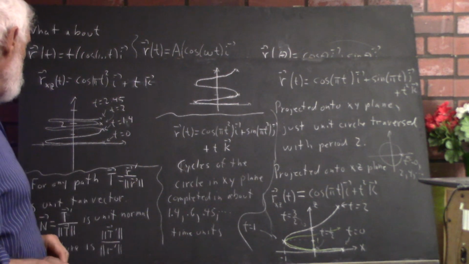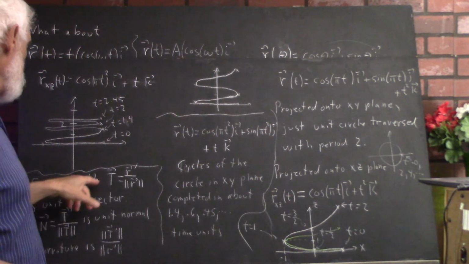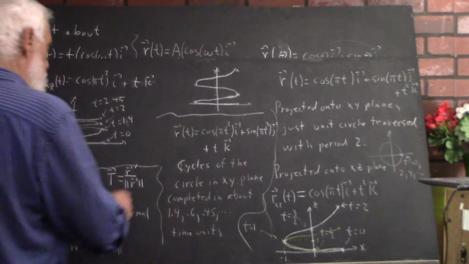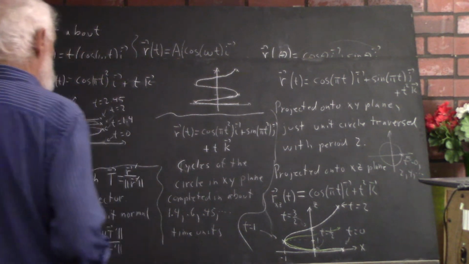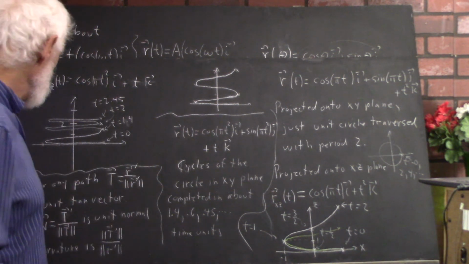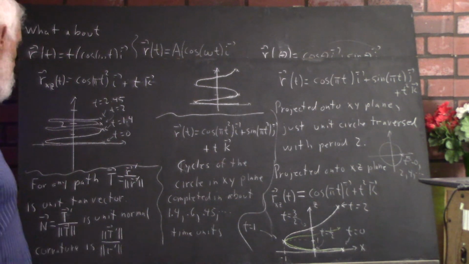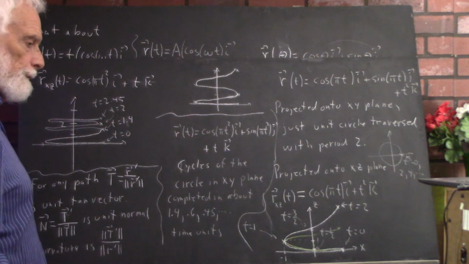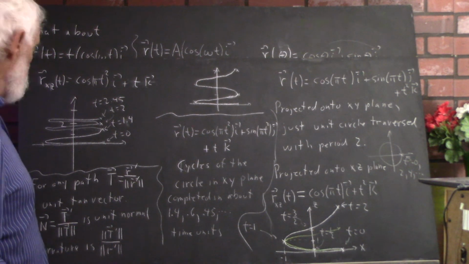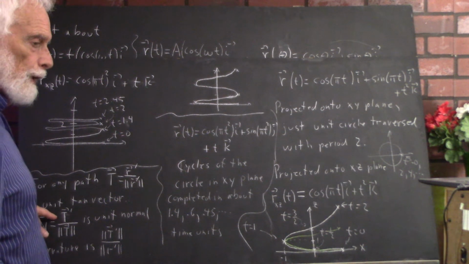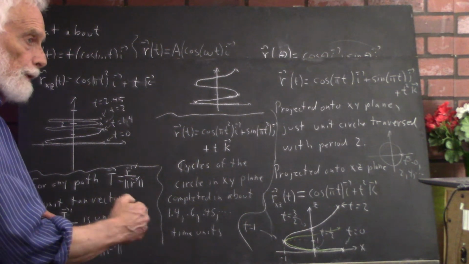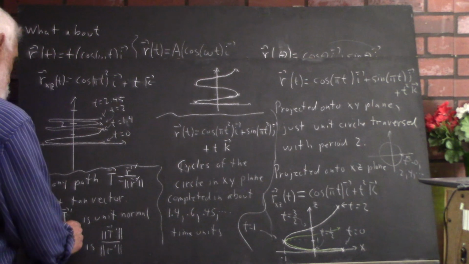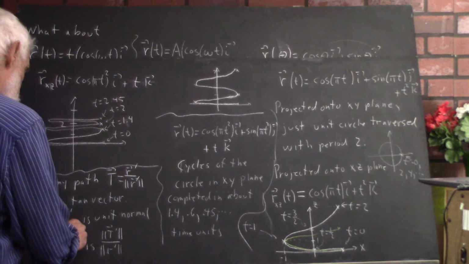For any path, T equals r prime over the magnitude of r prime. I didn't put the prime on it. Okay, magnitude of r prime. And that's a unit tangent vector. Then the normal vector, which is the rate of change of the unit tangent vector, which is perpendicular to the path, divided by the magnitude of that rate of change, and I did put the prime on that.